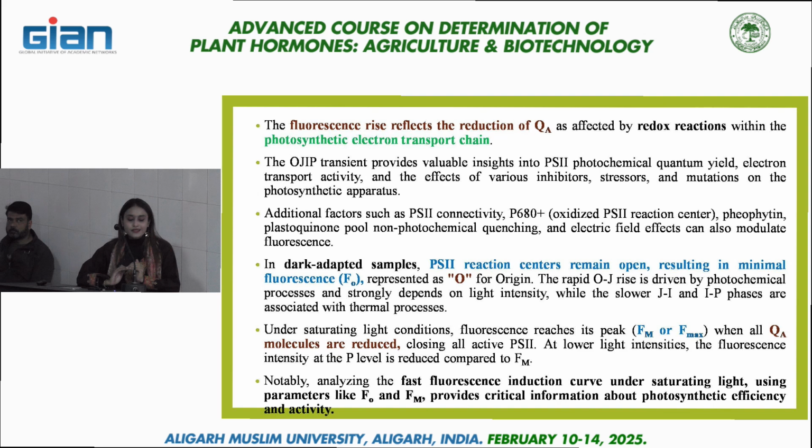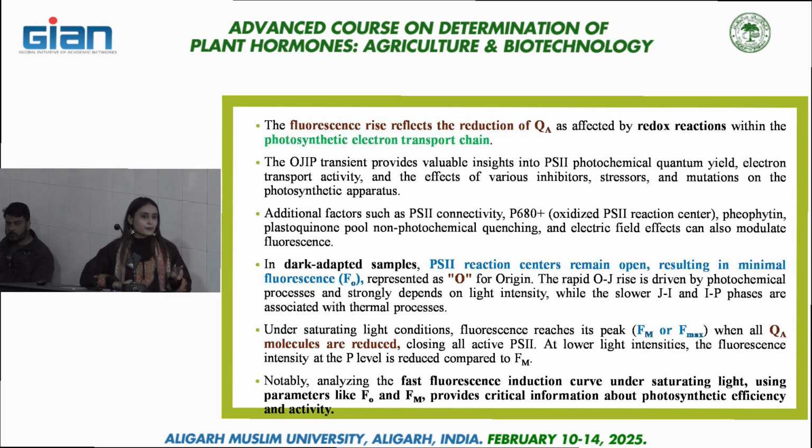So, now what happens in OJIP? The OJIP transient provides valuable insights into photosystem 2 photochemical quenching and electron transport activity, and it is also affected by various inhibitors, stressors and mutations. Additionally, several factors such as photosystem 2 connectivity, P680 oxidation, pheophytin, the plastoquinone pool, non-photochemical quenching and electric field can also modulate fluorescence. These are various parameters which can change fluorescence accordingly.